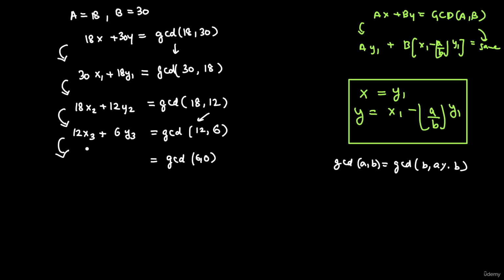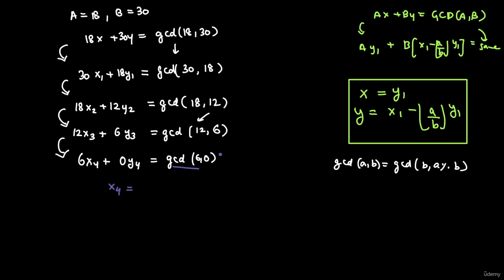Okay, and now this becomes what? This becomes 6 times x4 plus 0 times y4, that is equal to GCD of 6 comma 0. So now we know the result. So let us first find out the value of x4. So from here we can say the value of x4 is nothing but GCD of 6 and 0.